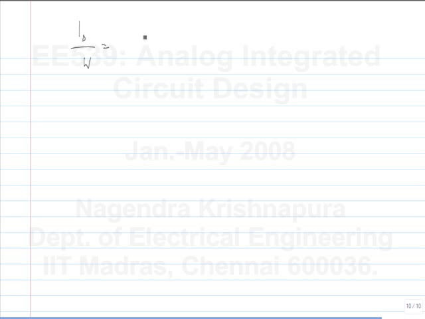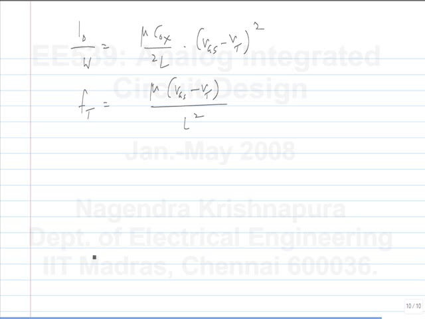ID by W is mu Cox by 2L times VGS minus VT square, and if you look at FT, it is mu times VGS minus VT by L square. Okay. So if you reduce this, keeping the length the same, that means VGS minus VT also reduces. Okay. So if VGS minus VT reduces, FT reduces. So it has the same effect.